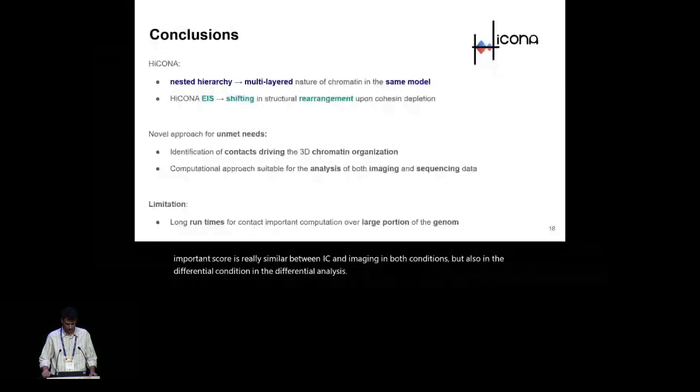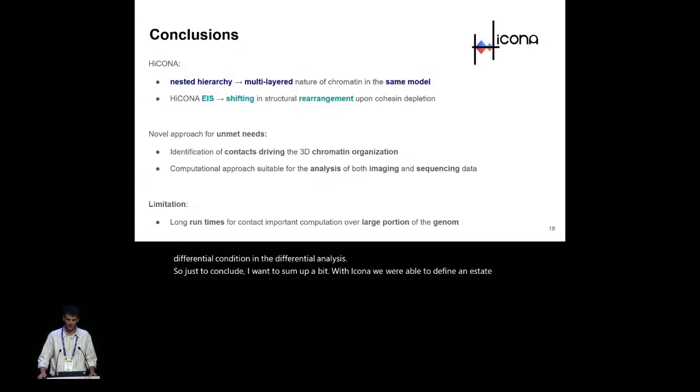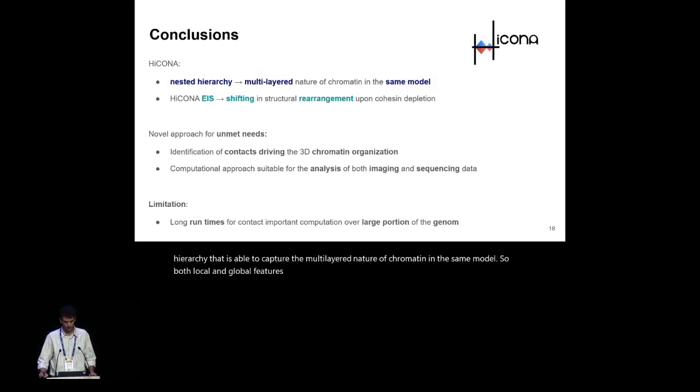So just to conclude, I want to sum up a bit. With Icona, we were able to define a nested hierarchy that is able to capture the multilayered nature of chromatin in the same model, so both local and global features. And with our entropy impact score, we are able to capture the shift between rearrangements upon coenzyme depletion.